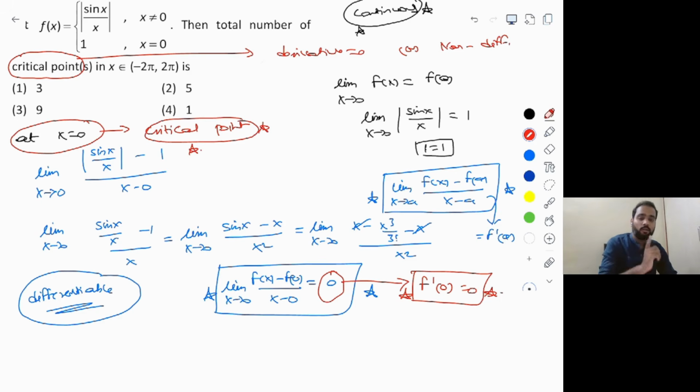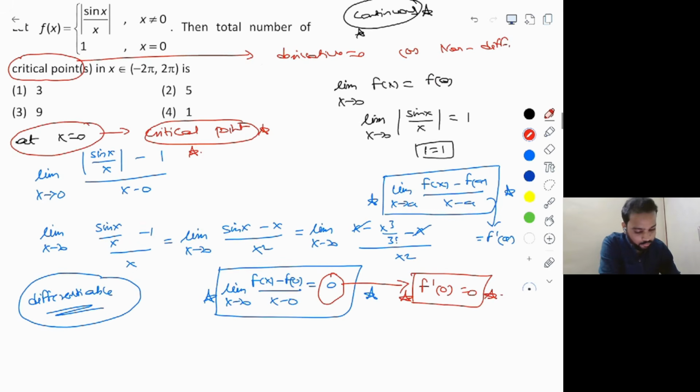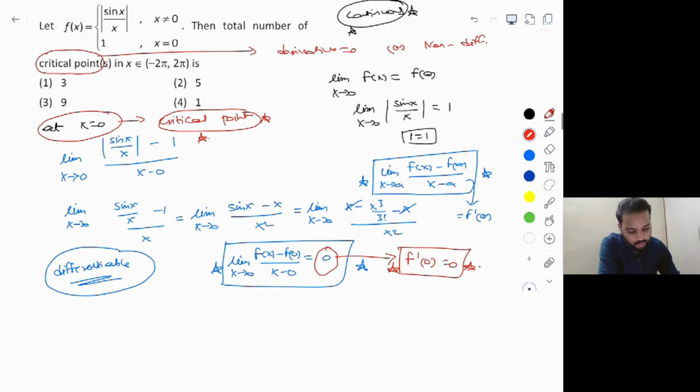And this is only one of the points that we have checked for a critical point, but there are a lot more points also here. Let's try to be very careful. Okay, now what is the function again? Mod x, mod of sin x divided by x.